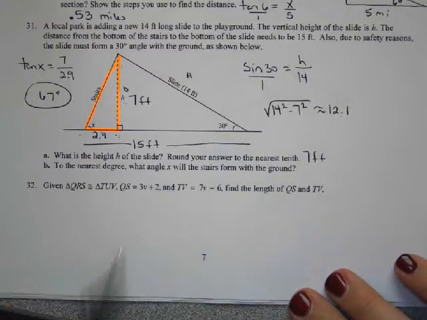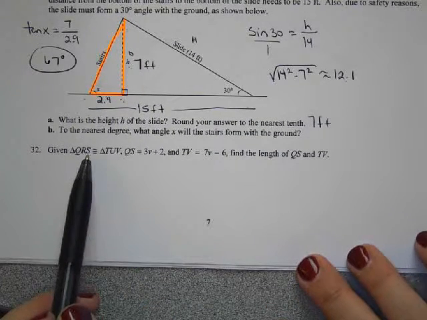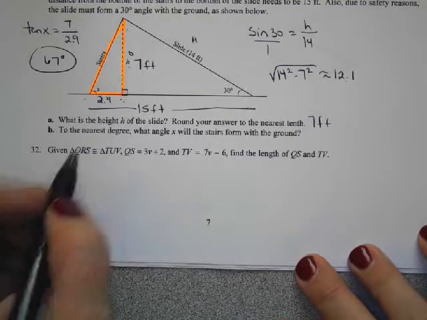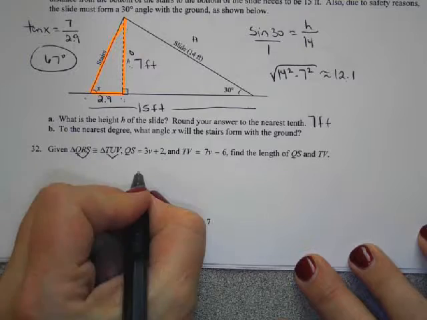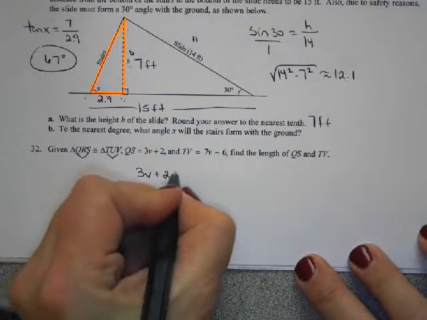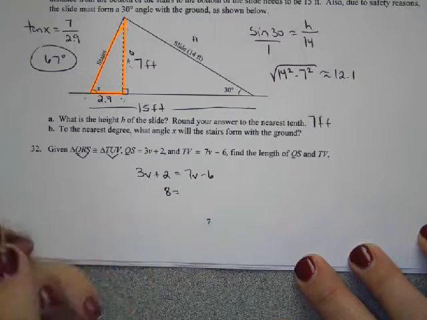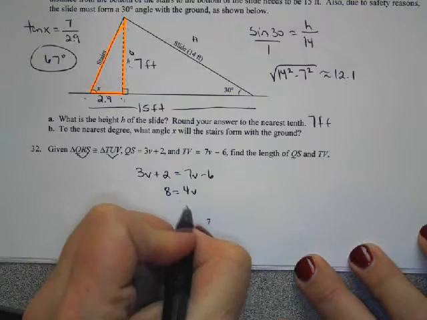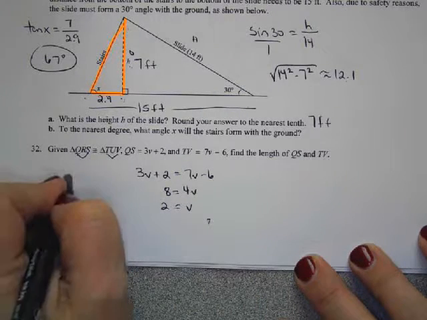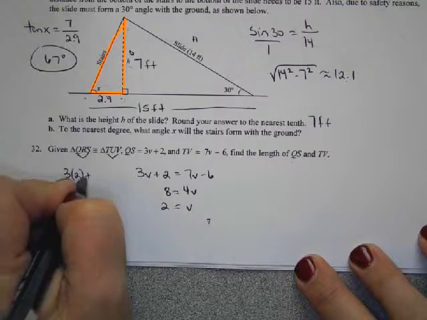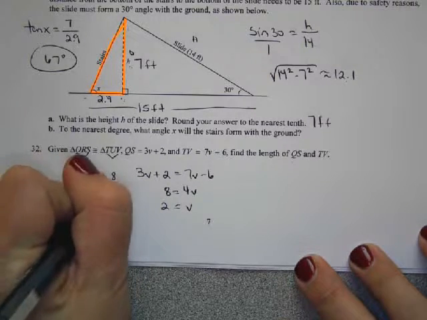Okay, for 32, we're going to just hop back to congruent triangles. So if I read my congruent statement, QS should go with TV. So these are equal since the triangles are congruent, so I don't need a proportion. So 8 will equal 4V. So V is 2, and the length would be 3 times 2 plus 2 is 8. 7 times 2 minus 6 would also be 8.